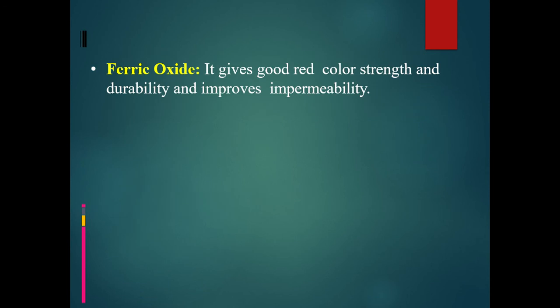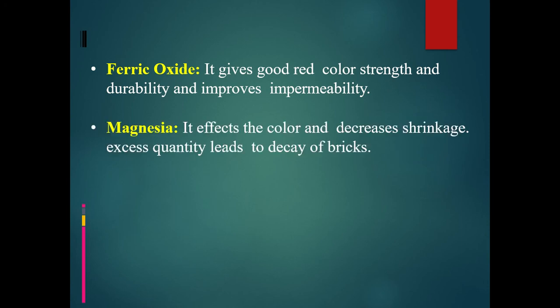We have iron oxide. Whatever I have shown you on the first slide, the red color brick you are seeing, how is that red color coming? That's due to iron oxide. It is the one which gives that color to your brick, and it also improves the impermeable nature of your brick. It makes your brick very resistive towards water or any other liquid penetrating into it. Not only liquid, water, gases, air, anything.